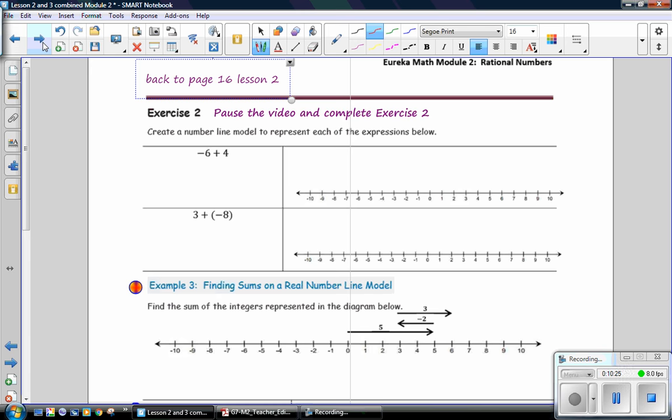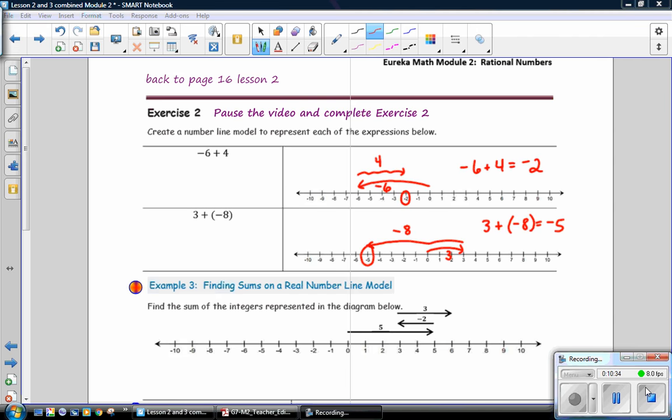Please turn back to page 16, lesson 2, and then pause the video and complete exercise 2. Correcting your work for exercise 2. So we go to the left 6, then to the right 4, and our sum is negative 2. In the second problem, we go to the right 3, and then to the left 8, and we end up at negative 5. So the sum is negative 5.